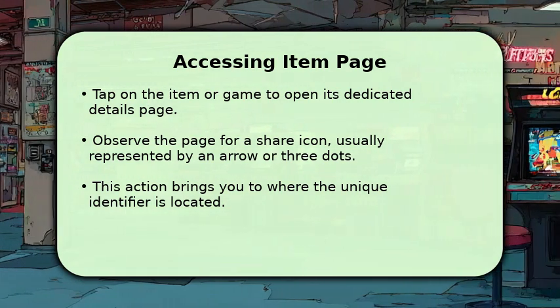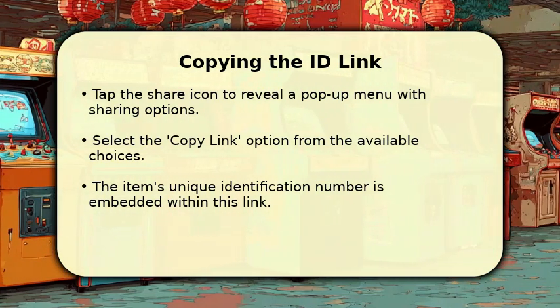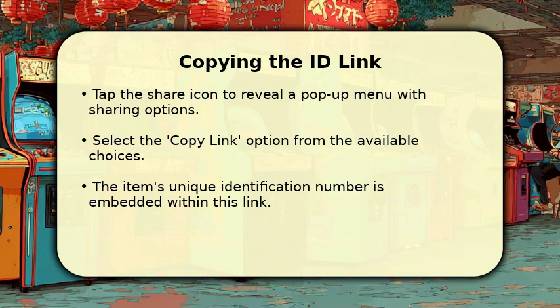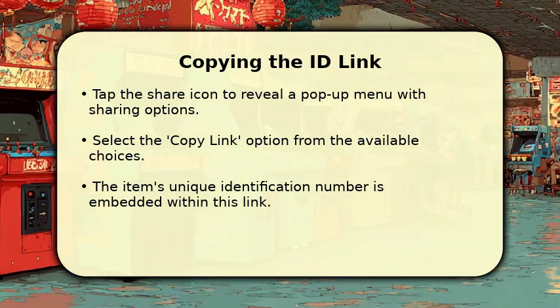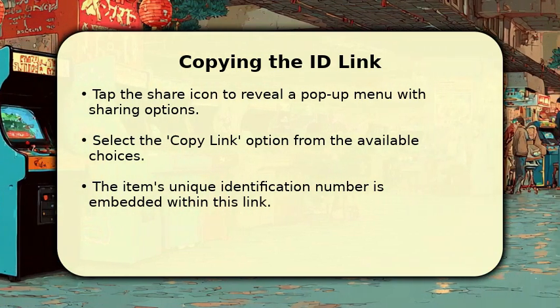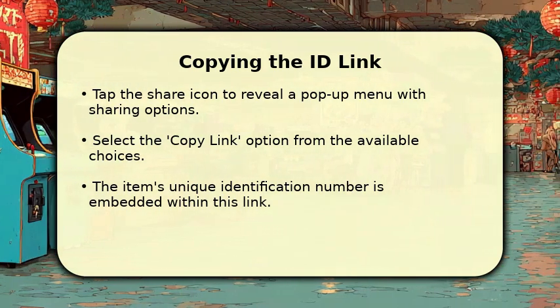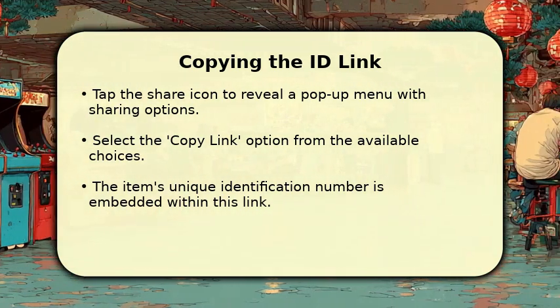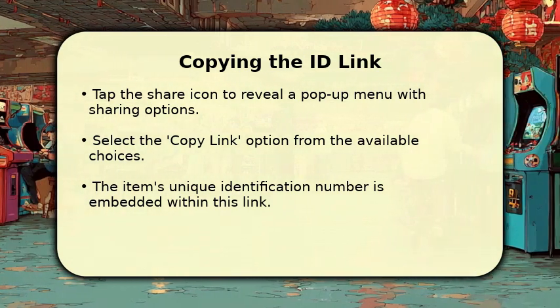Once you locate and tap the share icon, a small pop-up menu will appear on your screen, presenting several ways to share the item. Among these options, you will find Copy Link. Go ahead and tap this particular option to save the full item URL to your device's clipboard. Although it saves the entire link, the numeric identification you need is conveniently embedded within that copied web address.